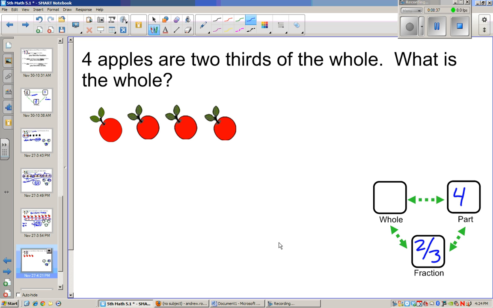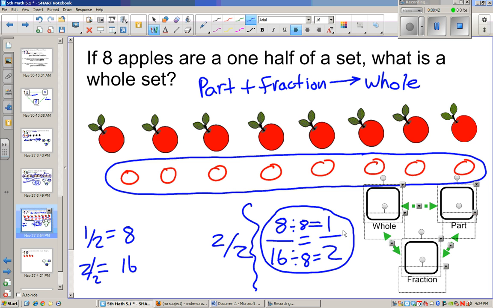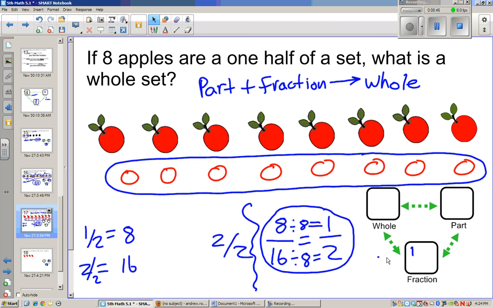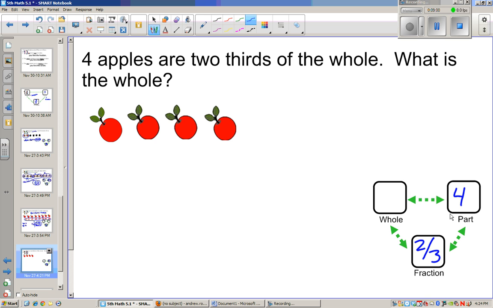Now this is tricky. In our last problem, the fraction was 1/2. So it was really easy to figure out what 2/2 was. We just doubled it. We just went from 1/2, which is 8, to 2/2, which is 16. Now here, we're saying that 4 is 2/3. So what we have to do is take this set and divide it in half because this is 2/3.